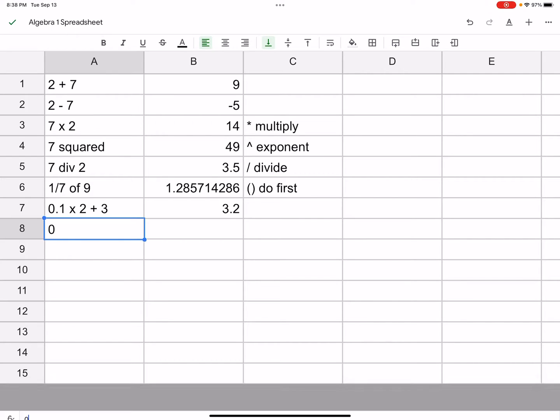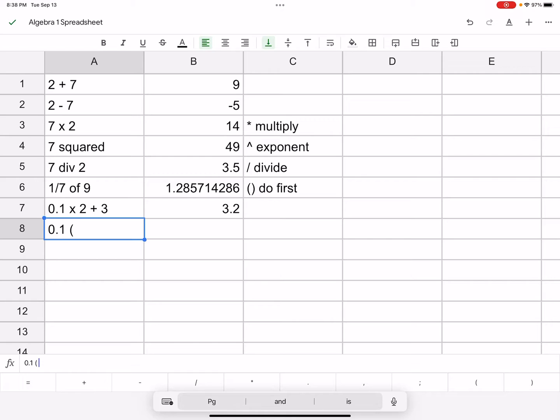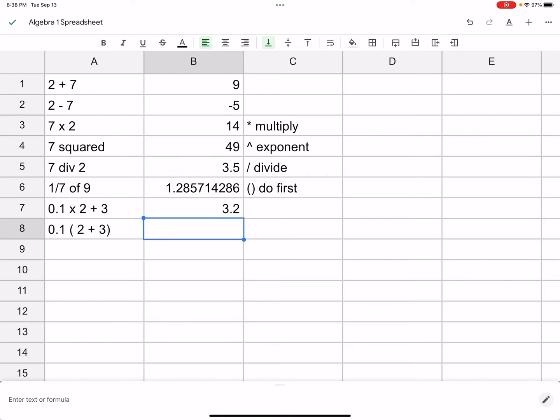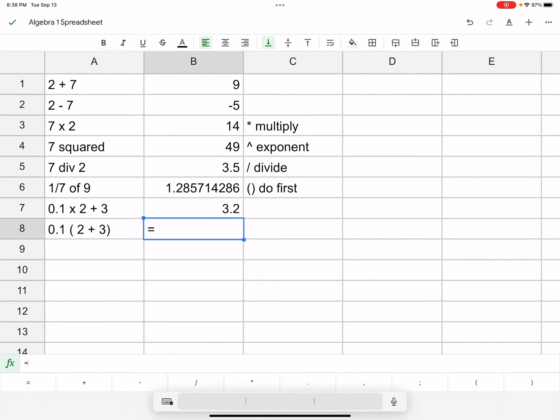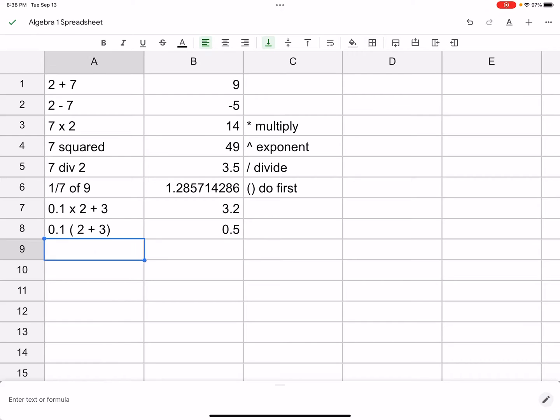And then we have 0.1 times 2 plus 3 in parentheses. Because there's parentheses here, we're going to say we want it equal to 0.1 multiplied by the quantity 2 plus 3 like that. So much like the equation, and it'll solve it for us. Perfect. The difference between this one and this one is the first one we're multiplying 0.1 times 2 and then adding 3 to it. Here we're adding 2 plus 3 together for 5 and then multiplying that sum by 0.1.